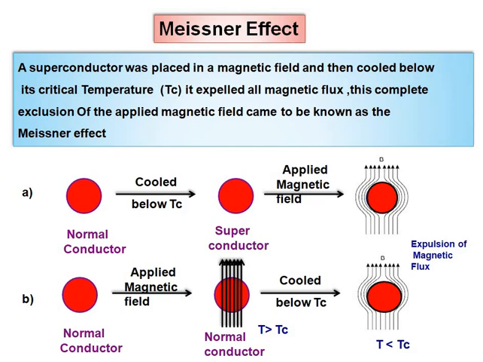It was found in 1933 by the Austrian radio engineer Walther Meissner, together with R. Ochsenfeld, that if a superconductor was placed in a magnetic field and then cooled below its critical temperature, it expelled all the magnetic flux. This complete exclusion of the applied magnetic field came to be known as the Meissner effect.